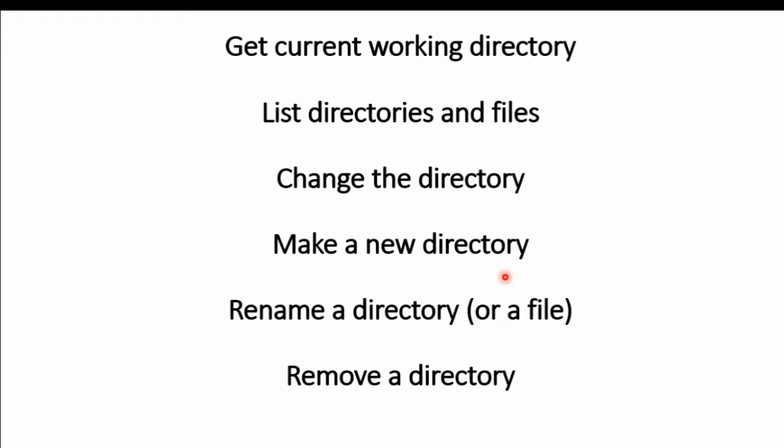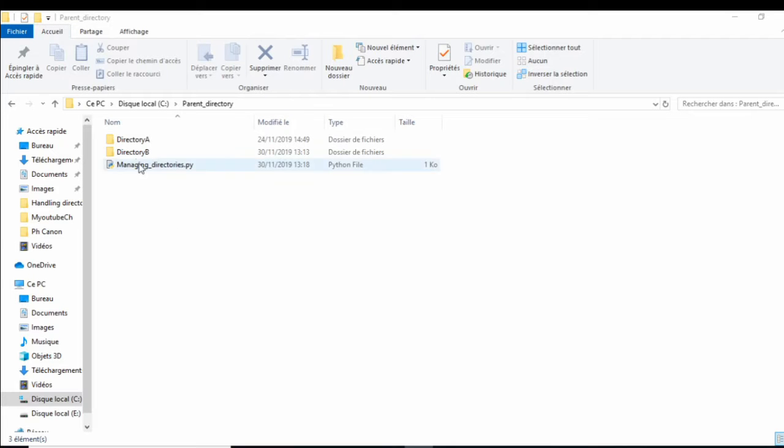So let's see some examples of using the methods related to directories management. Here we are in partition C of our laptop. We are in the parent directory. Inside the parent directory we have two other directories, directory A and directory B, and we have this .py file. We will use it to write our code in Python.